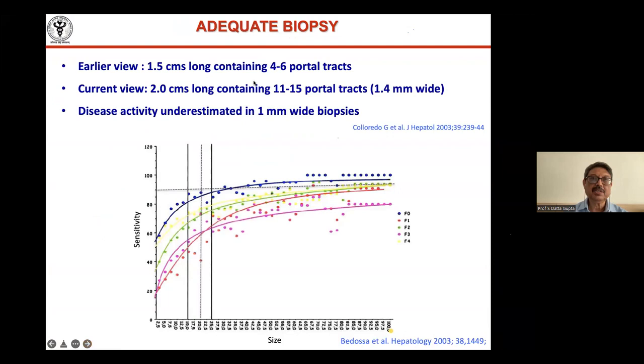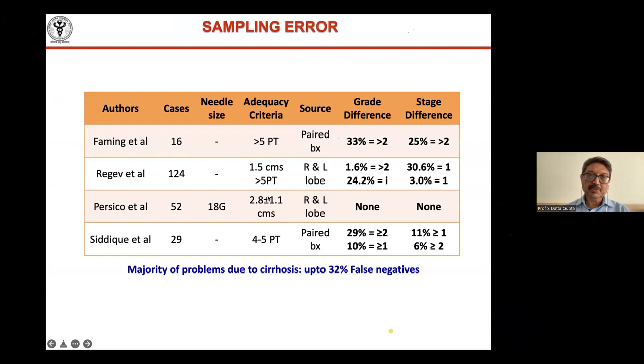Please remember, this is a study which shows that the disease activity is underestimated if the biopsy is thin and not long. There is a clear study by this group which appeared in Hepatology. For example, if you take biopsies from the left and the right lobe, there is a difference in grade and stage in almost one third to one fourth of cases, as high as that. It may be lower also. So in patchy disease, this will always be a problem. You may always curse your histopathologist that they are not correlating clinically, or vice versa. So this will always be there.